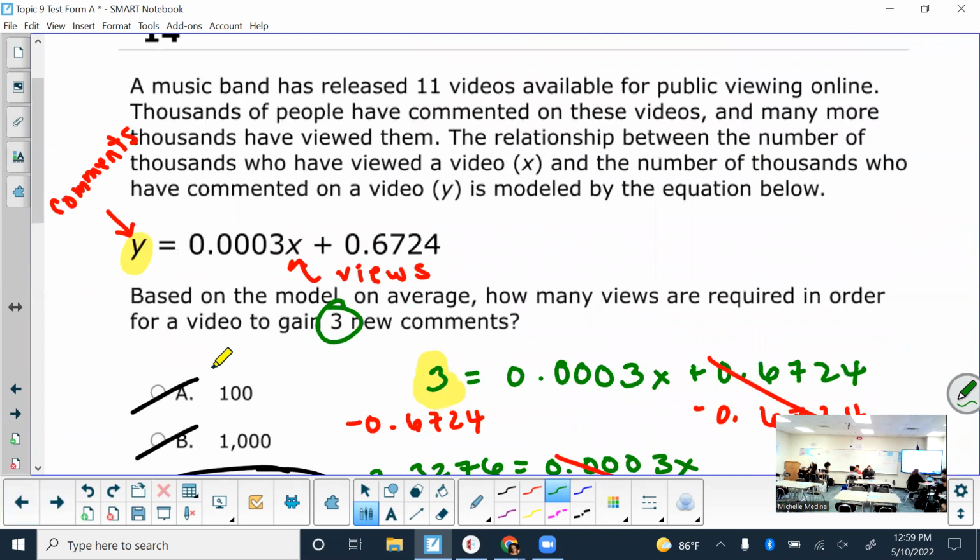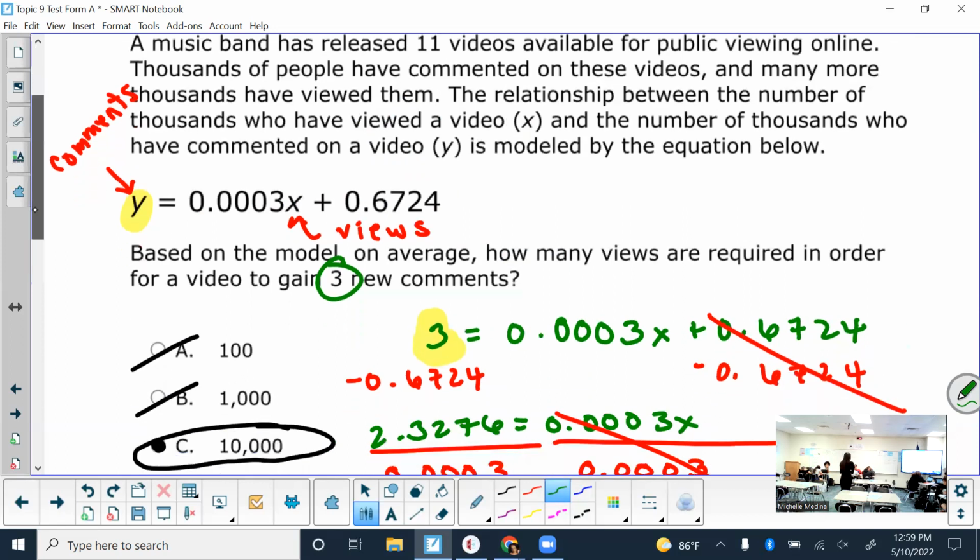A music band has released 11 videos available for public viewing online. Thousands of people have commented on these videos and many more thousands have viewed them. The relationship between the number of thousands who have viewed a video X and the number of thousands who have commented on a video Y is modeled in the equation below. I always take notes so that I know which is which. It tells you views is what X is. It tells you that Y is comments. So just keep that clear so you know where to plug something in.